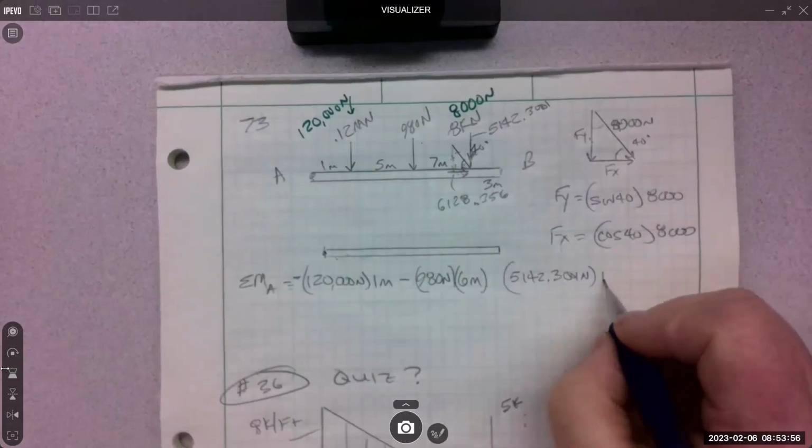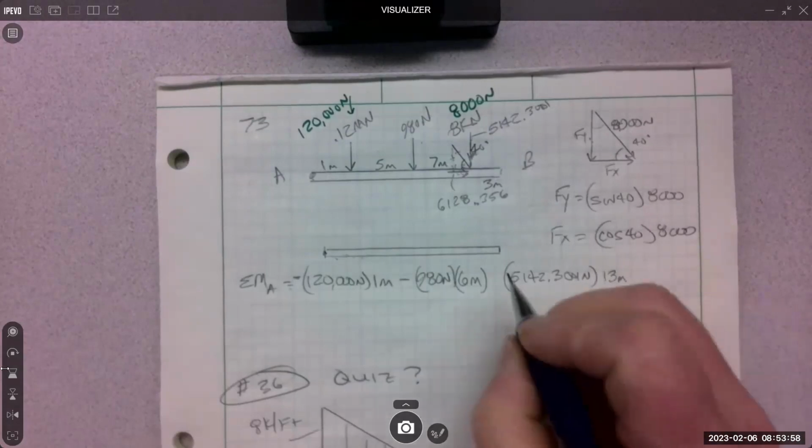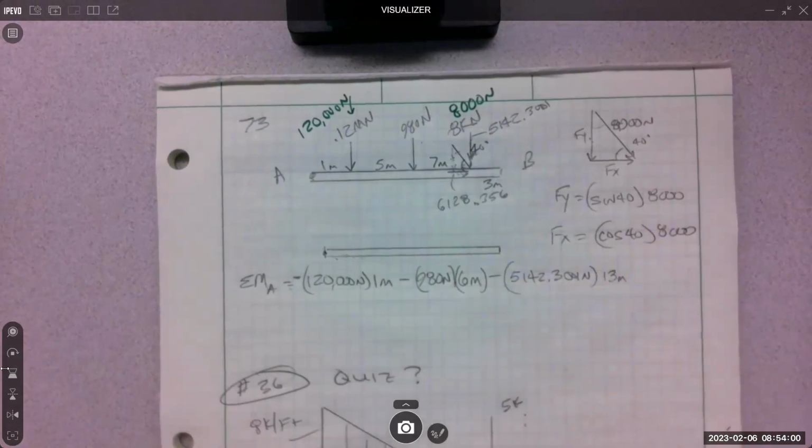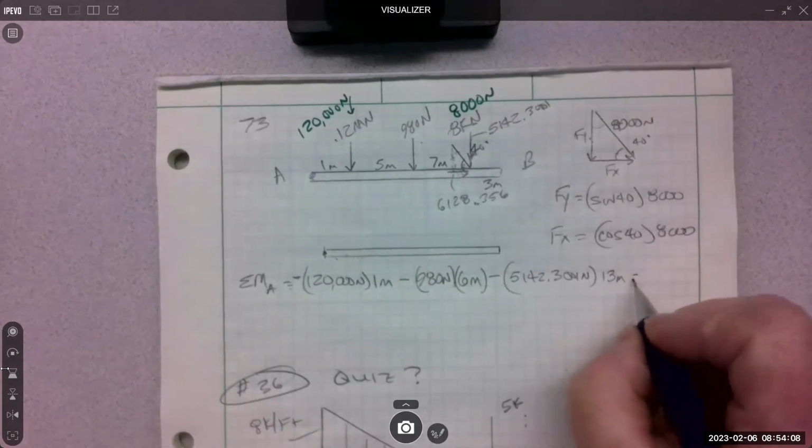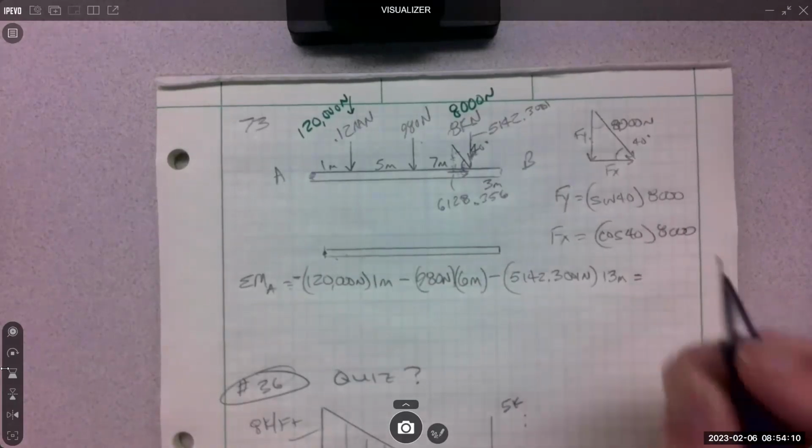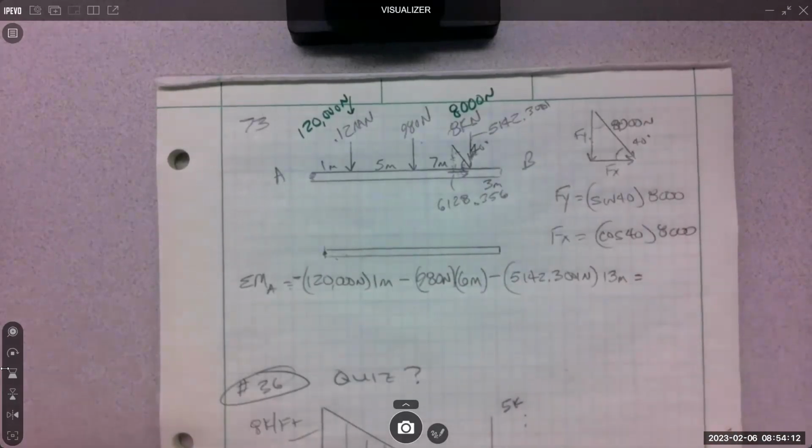13? Negative. Right, 7 and 5 is 12, plus 1 is 13. What'd you get? Anyone get a number? If you didn't have crossed units. Our numbers are getting big, aren't they?